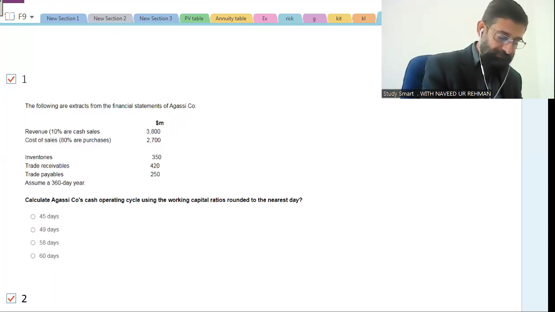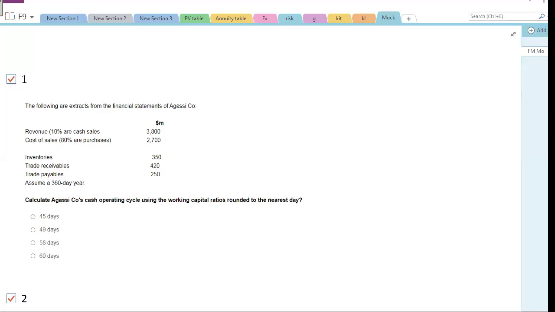Now let's see it together. The following are the extracts from the financial statement of ACCA, and what's required: cash operating cycle using the working capital ratios and to the nearest day. This is the silly mistake that I was talking about. Sometimes you don't read it carefully, so you have to read it very carefully.